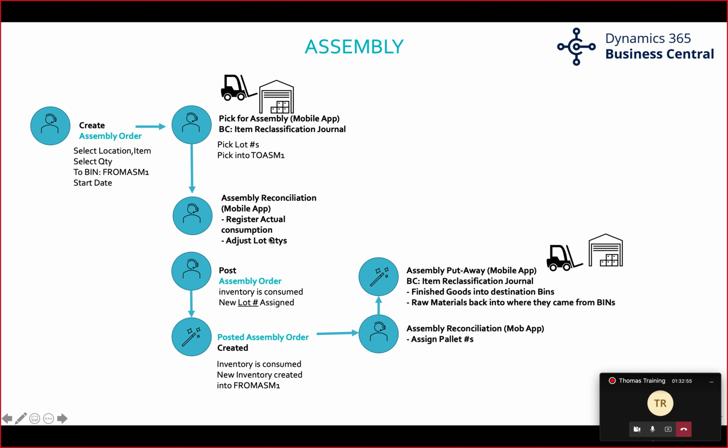In this scenario, we did not have any raw material left out. But if some of the raw material was left hanging in assembly 1, you probably want to do another item reclassification journal to put the raw material away and back to where it actually came from. So there you have it, the entire assembly process in Dynamics 365 Business Central.